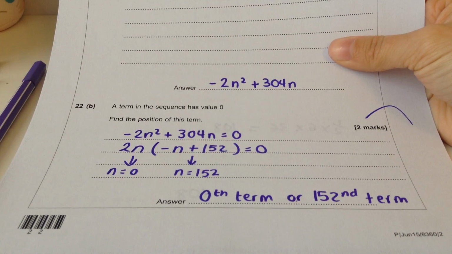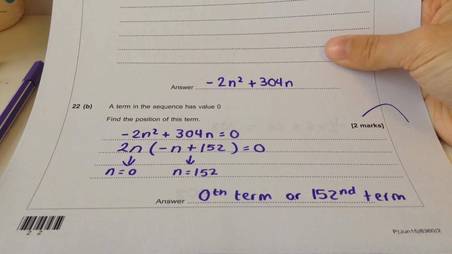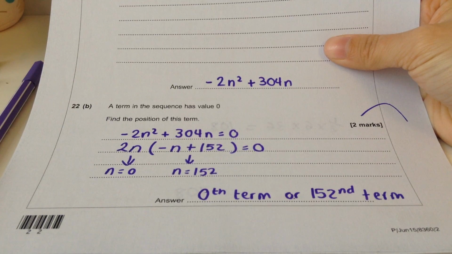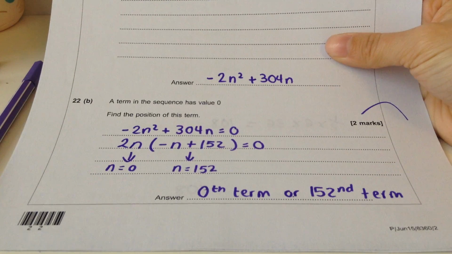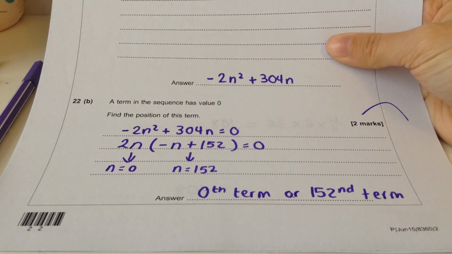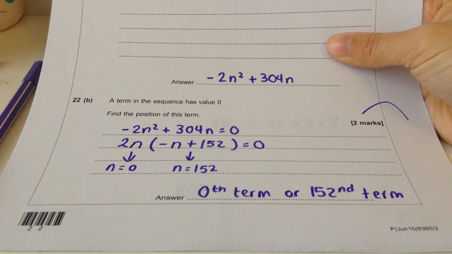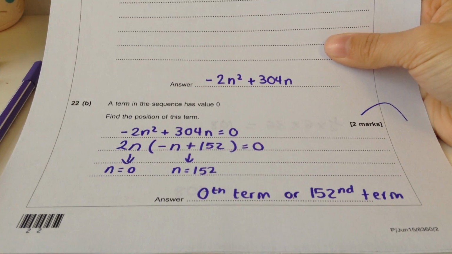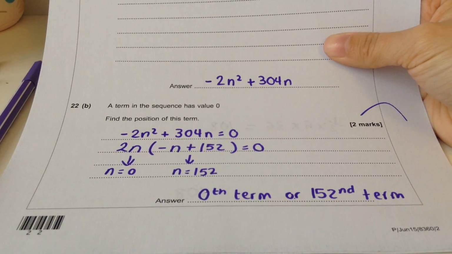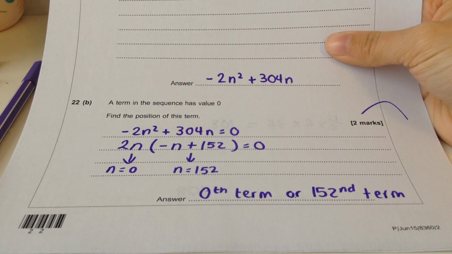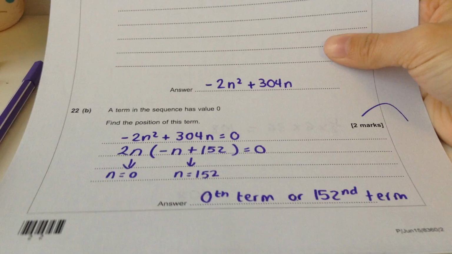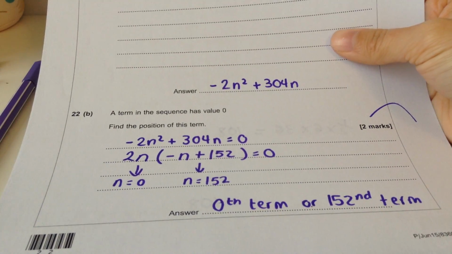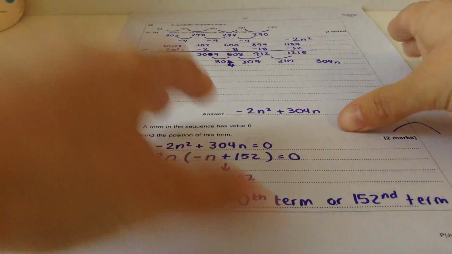Well, I can just check the mark scheme. How about that? What question is this? 22. Scroll, scroll. It just says 152. It doesn't say 0. Let me read the examiner's report. Well, it just says part B was very poorly answered with many non-attempts. Okay, so I guess no one even thought it was going to be 0. Never mind.